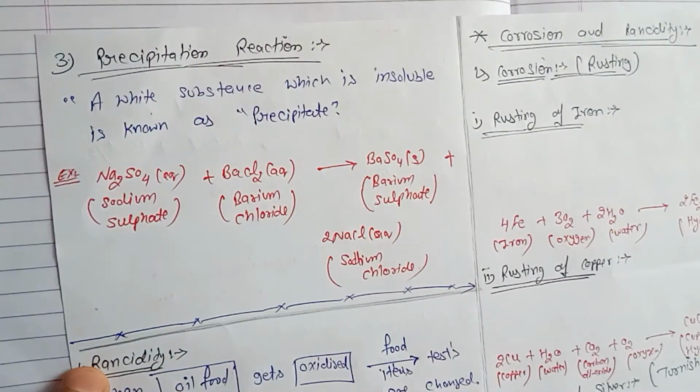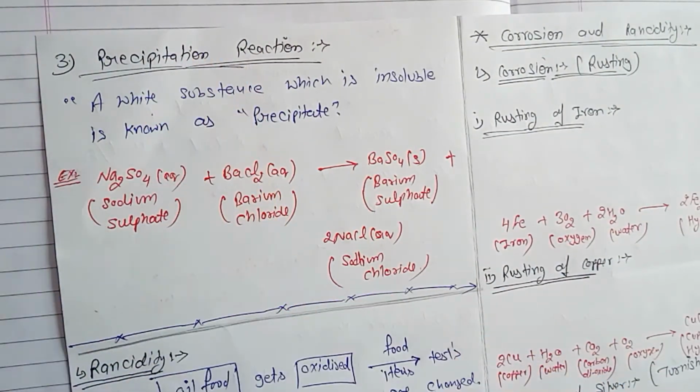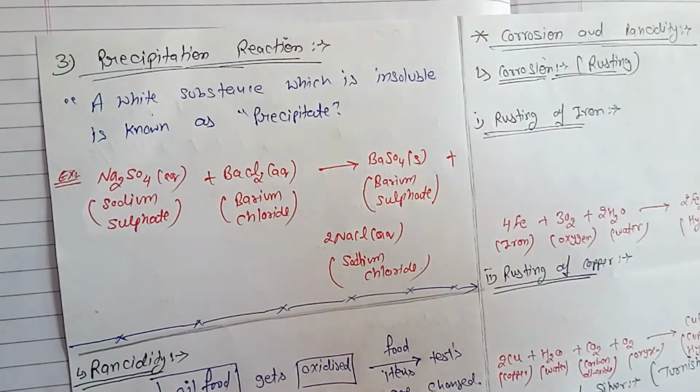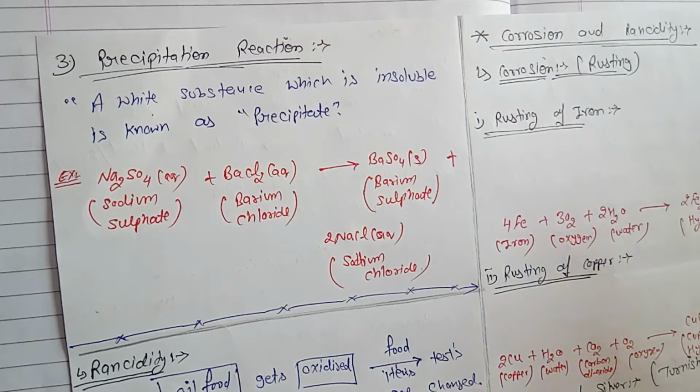Further, precipitate reaction. What do you understand about the term precipitate? Sometimes when a reaction is done, a white substance, a solid, is created which does not mix with water and is insoluble in water. This is known as precipitate. This white solid which is obtained is known as precipitate, and such a type of reaction is known as precipitate reaction.